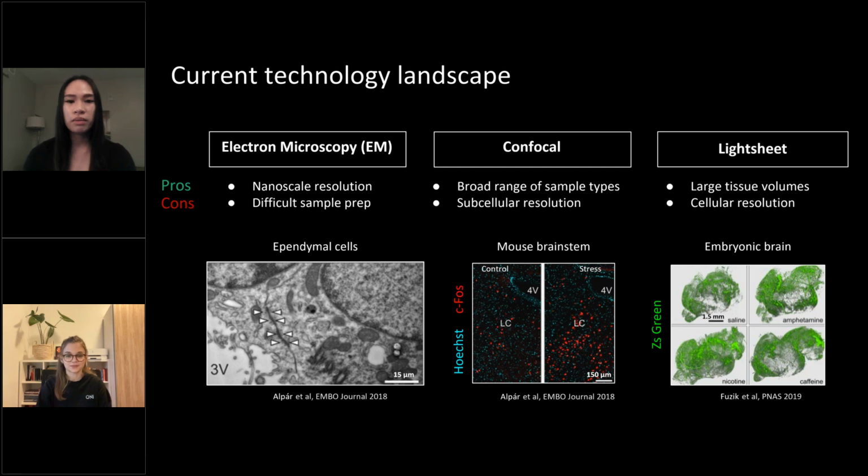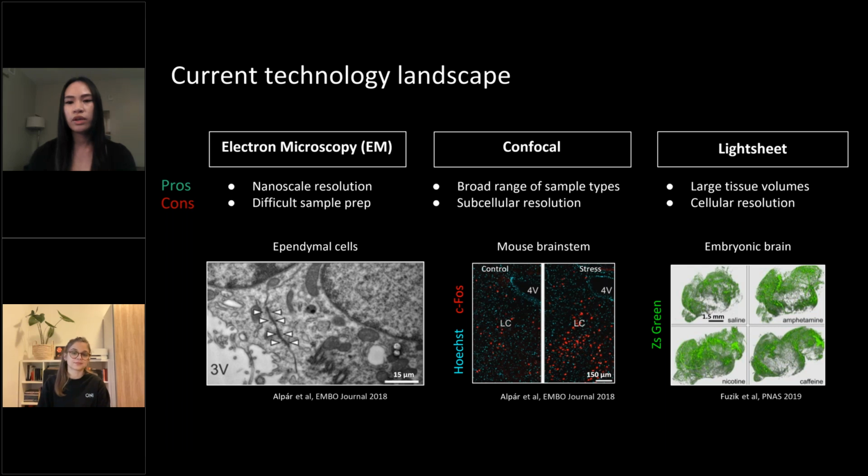Over here in the middle, we have confocal, which I'm sure everyone is very familiar with. Confocal is great for imaging a broad range of sample types. You can look at cells and tissues, and you can get some really great optical sectioning and 3D renderings with this technique, though you are limited in the resolution as well. So if you wanted to look at proteins or different receptors, it would be difficult with the confocal.